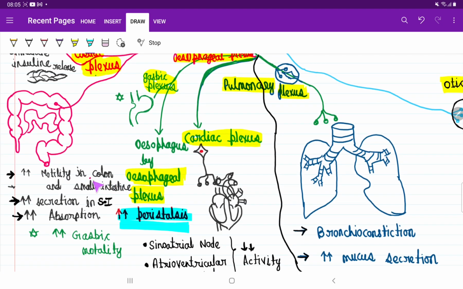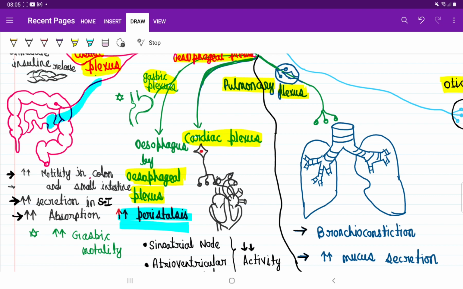They cause motility in the colon. The vagus nerve causes more and more motility, more and more secretion, and more and more absorption in the large intestine. The same thing they do with the small intestine also. They cause more and more motility in the colon and small intestine.